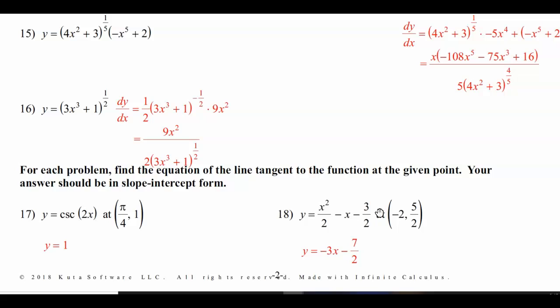Okay, and then 17 and 18, these are find the equation of a tangent line at the given point. So once again, you have to find your derivative.